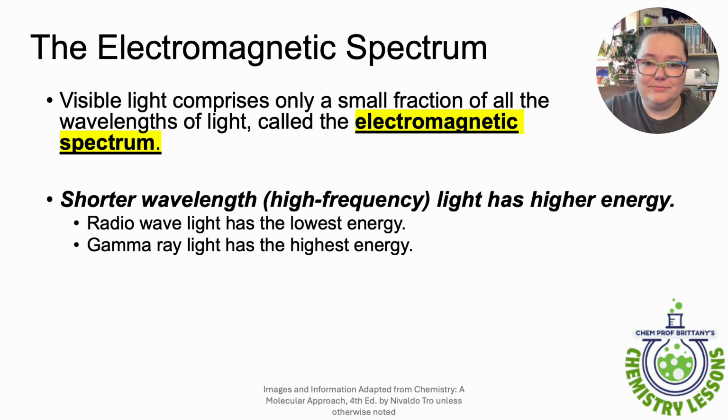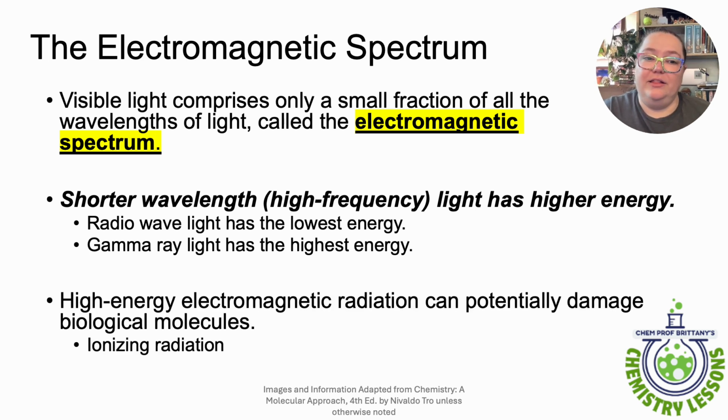Generally speaking, the shorter the wavelength, the higher the energy. So radio waves have the lowest energy because they have really big wavelengths, potentially kilometers long. And then gamma rays, which are incredibly short waves, have the highest energy. This is the kind of damaging radiation from nuclear weapons that you don't want to be exposed to. Right? So shorter wavelength, which means higher frequency light, has higher energy.